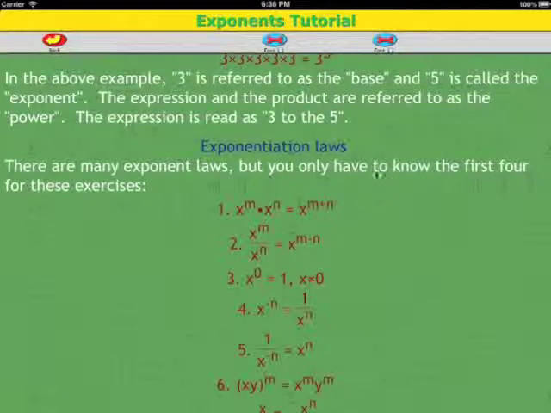Simplifying the powers requires the use of exponentiation laws 1, 2, and 3. These laws are fairly obvious if you have looked carefully at the expanded form of the powers. If you have x to the power of m times x to the power of n, that equals x to the power of m plus n. If you have x to the power of m divided by x to the power of n, then you have x to the power of m minus n. The third one is x to the power of 0 is equal to 1, as long as x does not equal 0.